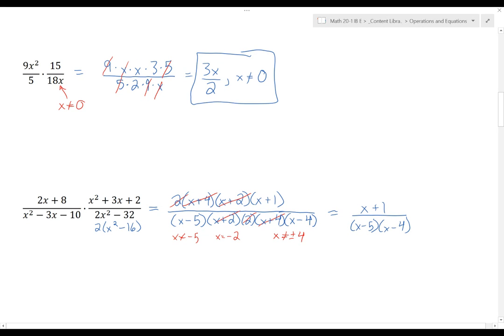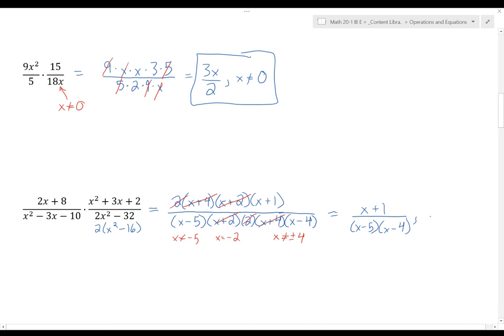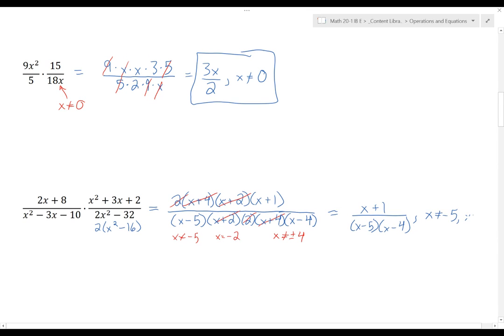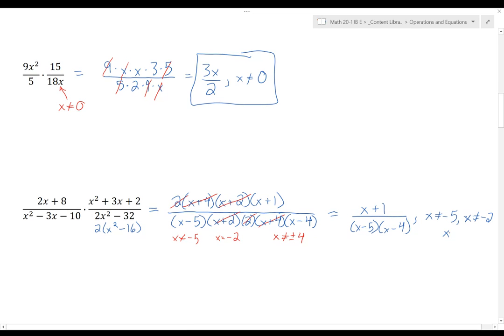There's no reason to distribute that denominator back out. Sometimes we will have to redistribute the numerator. We'll see some examples like that in a minute. But you're pretty much never, ever, ever going to have to redistribute the denominator. Just leave it in factored form. And I have my restrictions. X can't equal negative 5. X can't equal negative 2. X can't equal positive or negative 4.